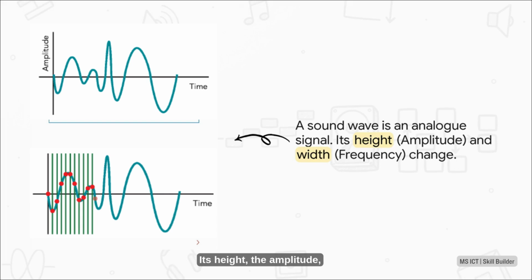Its height, the amplitude, goes up and down, making things louder and softer. And its width, the frequency, changes, making the pitch go higher and lower. This smooth, flowing line, that's the original, perfect analog sound.